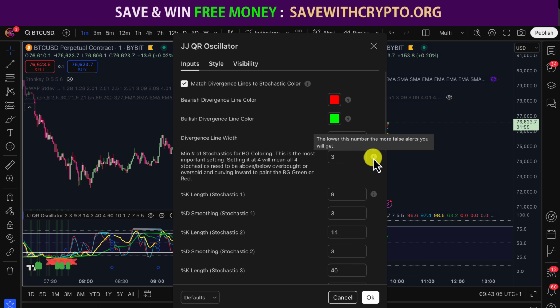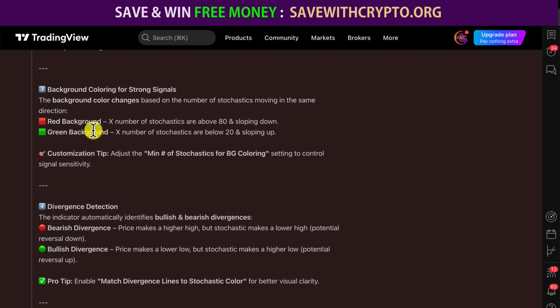Okay, when it says here the lower this number, the more false alerts you will get. So if you're seeing a lot of alerts, you could set that higher. So at the moment that's on 3. What it's looking for there is the red background for 3 stochastics above 80 and sloping down, and the green one is when there's 3 stochastics below 20 and sloping up.